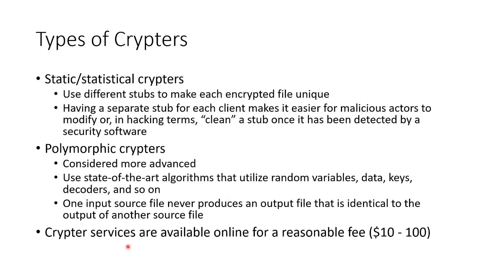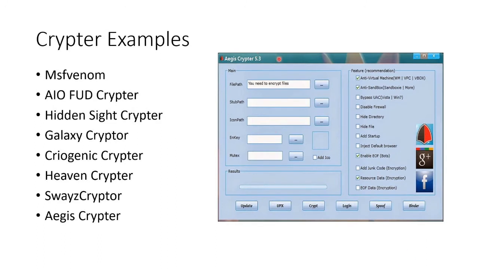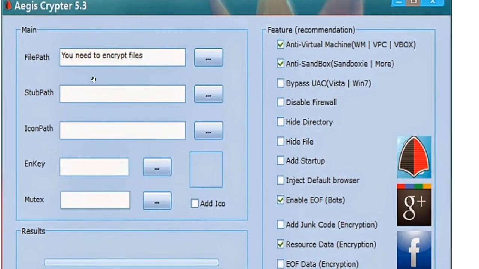And by the way, if you don't want to do it, there are online services that are happy to do this for you for anywhere from 10 to 100 bucks. So you can get malware as a service. Here's just one example of a cryptor. There's a ton of different cryptors. One that I like to use all the time is MSFvenom. It's an affiliate program that goes with Metasploit, but there are loads of others. Here's Aegis Cryptor, and if we zoom in, you can see the file path to the base software, the stub, the icon you want to put on top of this application, and whether you want to set any kind of key.